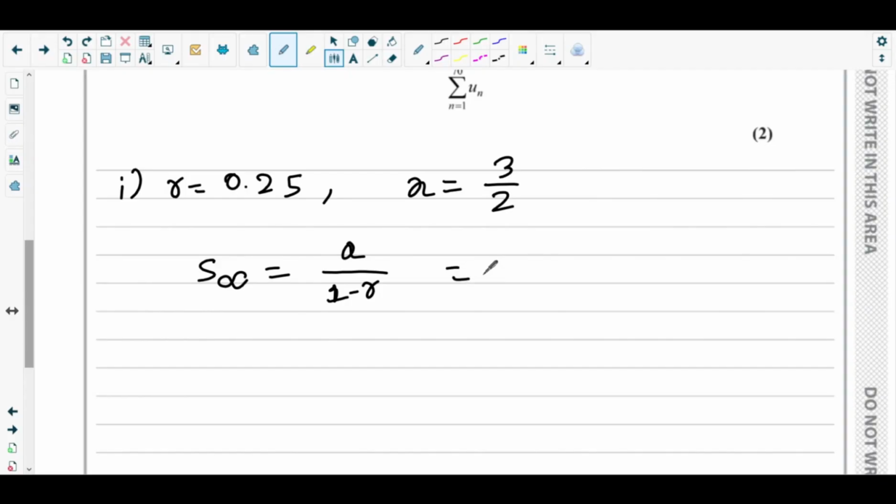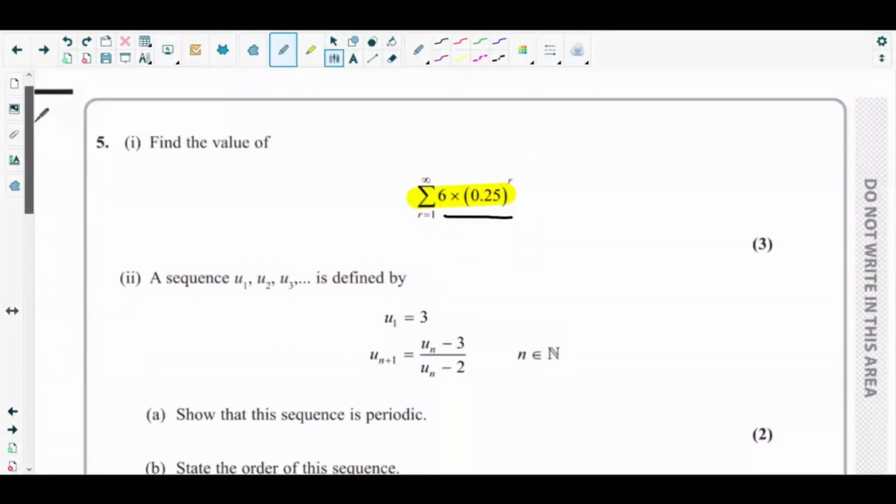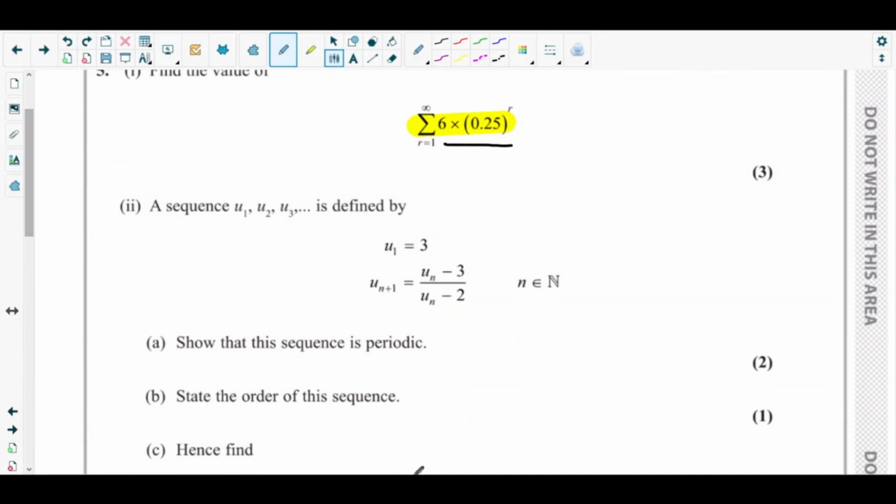Now just put the values there: 3 over 2 over 1 minus 0.25. So what would be the value of the sum to infinity? 1.5 divided by 1 minus 0.25, which is 0.75. This is basically 2. That's the answer for part 1 of question number 5.